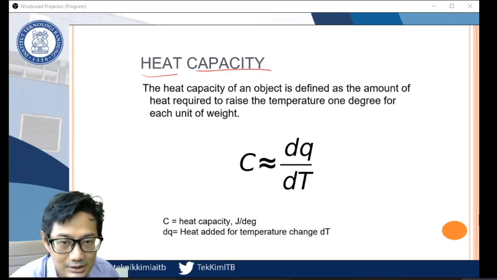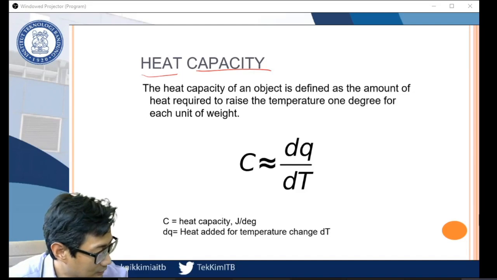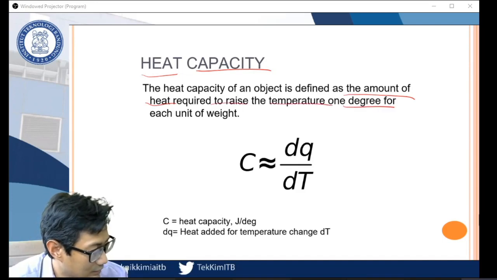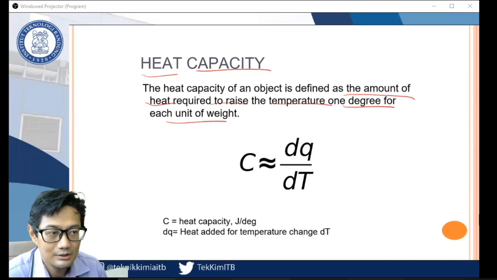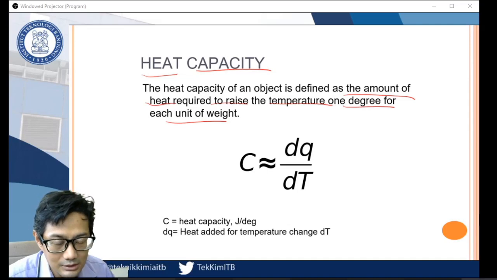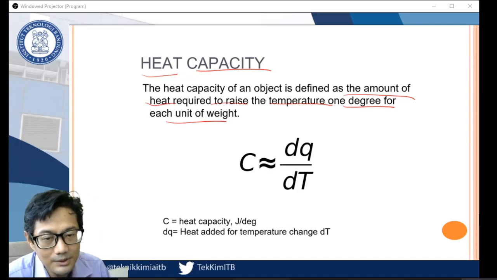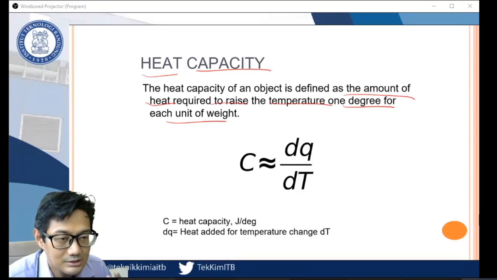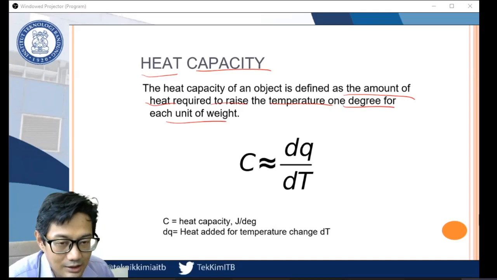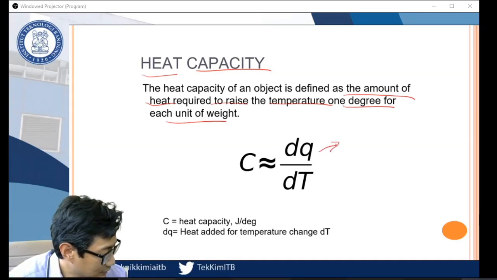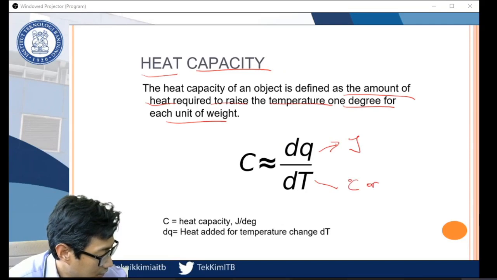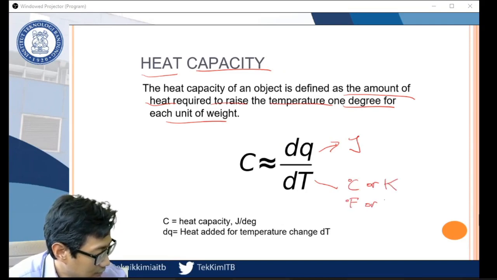What is so-called heat capacity? Heat capacity is defined as the amount of heat, so the amount of energy, required to raise the temperature 1 degree for each unit of weight. So you need a certain amount of energy to increase the temperature. Let's say if the temperature is in Celsius, how much energy is required to increase 1 degree C. If the temperature is in Kelvin, do the same thing, or in Fahrenheit, do the same thing. The unit of heat is Joule. The unit of temperature is degree C or Kelvin, or degree Fahrenheit.